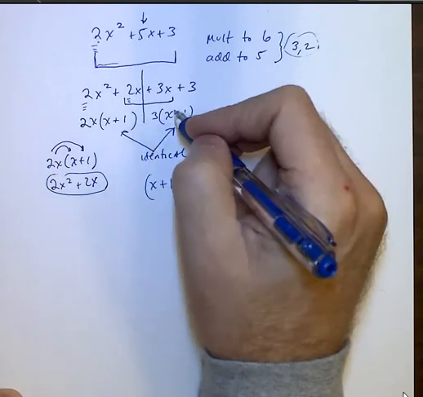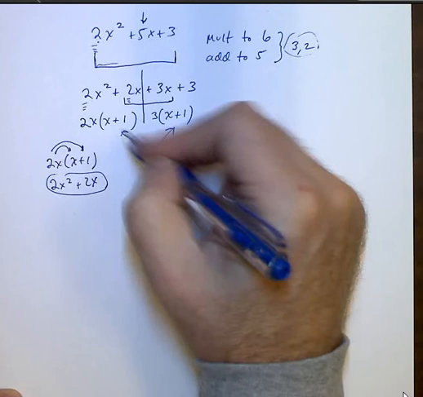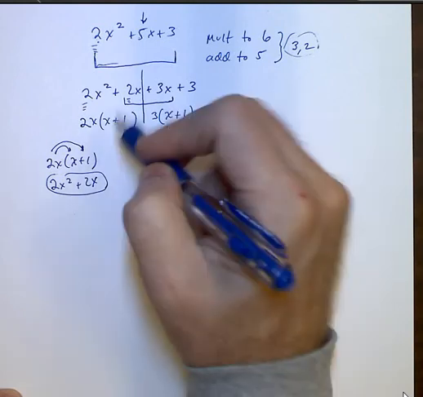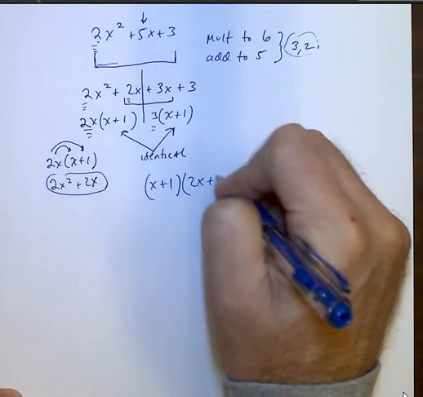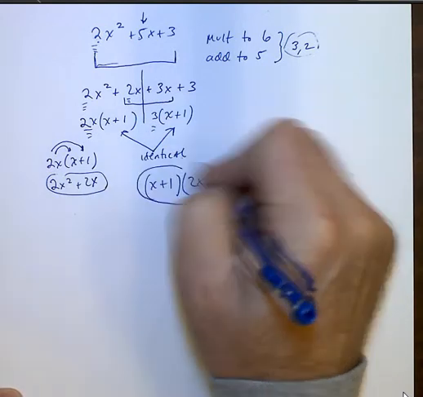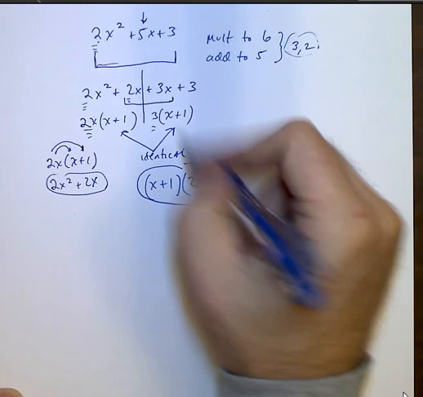One of the factors will be x plus 1 in this example, which is the parentheses that match. You just pull it down once, not twice, just once. And the other factor will be the two coefficients here, the 2x and the 3. And that's your answer. Okay? If I FOILed this, I would get back to this.